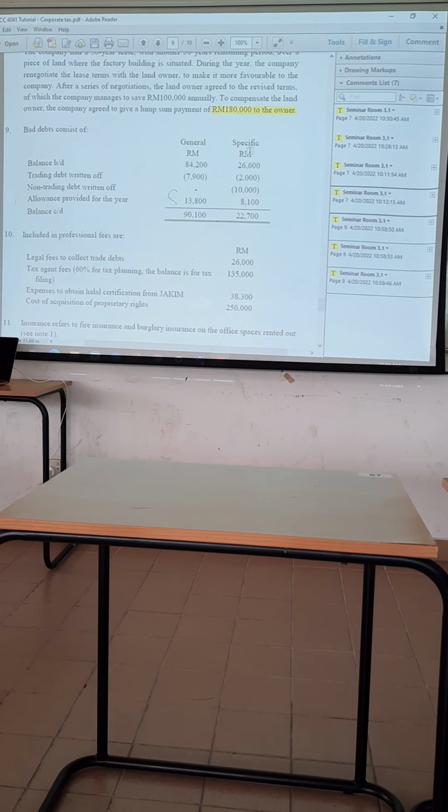Okay, bad debts. You want clarification on bad debts? I said, on the lease, can we compute capital allowance? Cannot. Leasing, you are not the owner. That you cannot claim. As for capital allowance on land, where can you claim capital allowance? That's the passenger car earlier. Oh, cannot. Lease rental you cannot claim capital allowance. For lease rental you only claim lease expenditure.